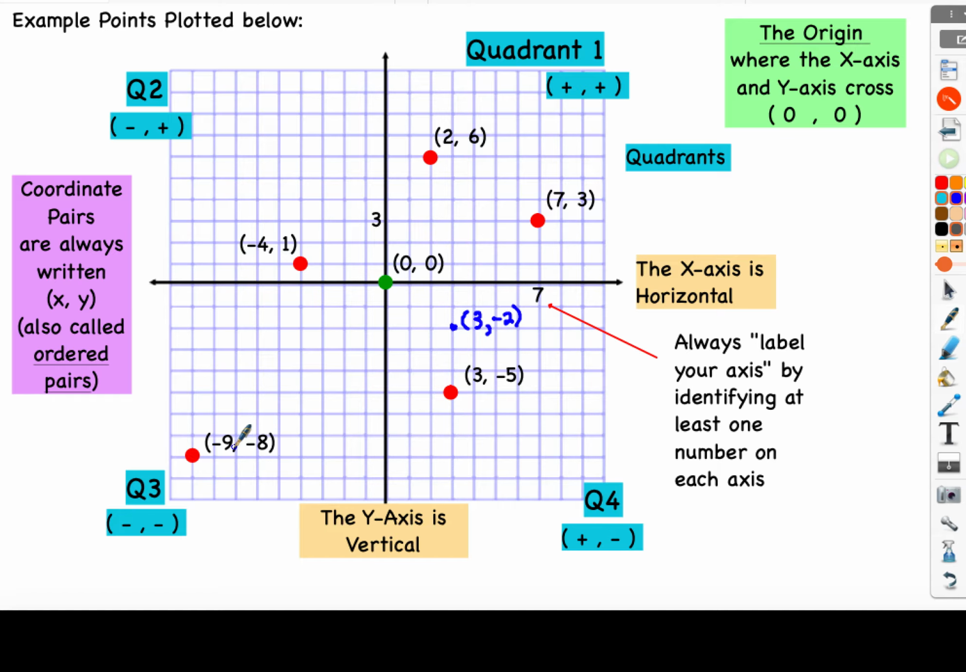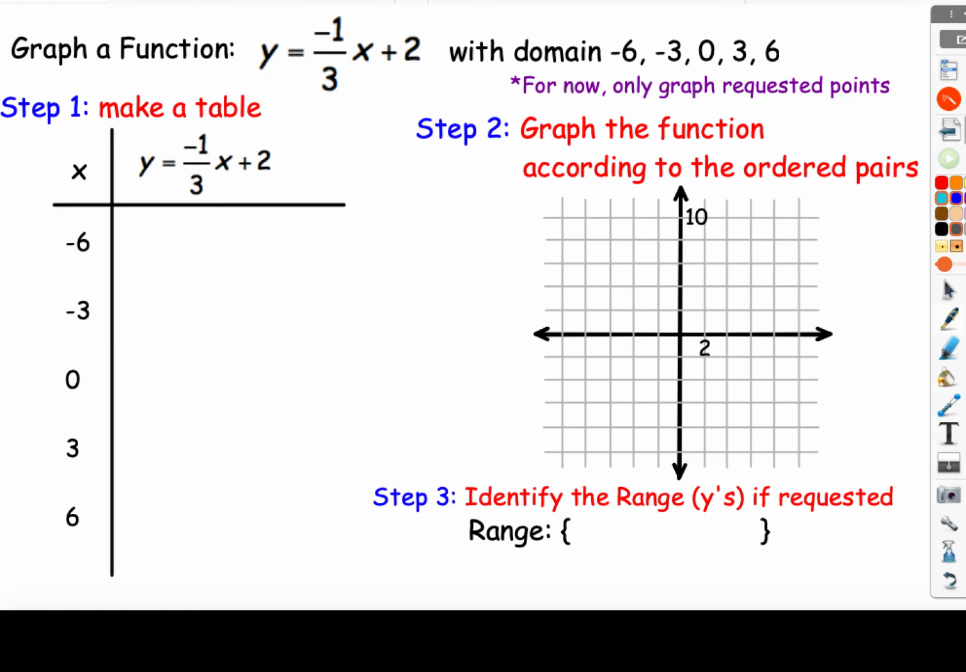Our range of just the red coordinates, again, would be -8 and 1, and we've got 6 and -5 and 3. And we'd want to probably write those in order, but again, the x's are your domain, the y's are your range. Okay. Now, what can we do with those kind of things?